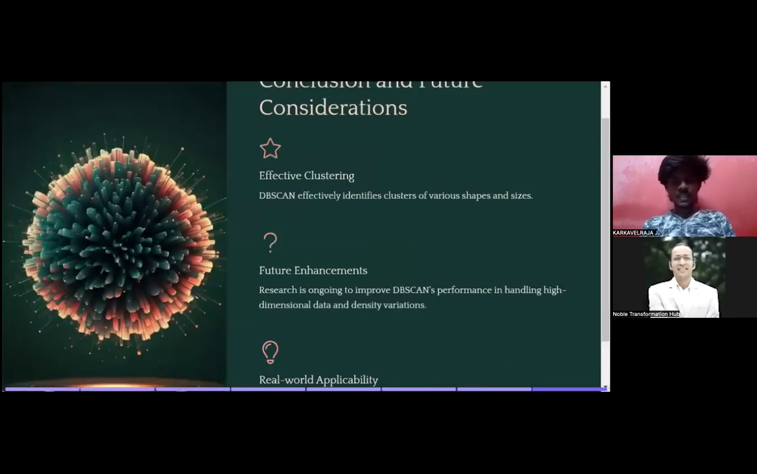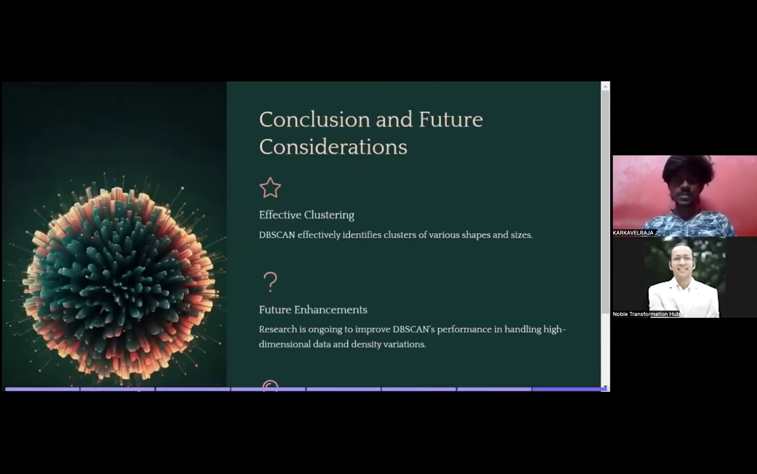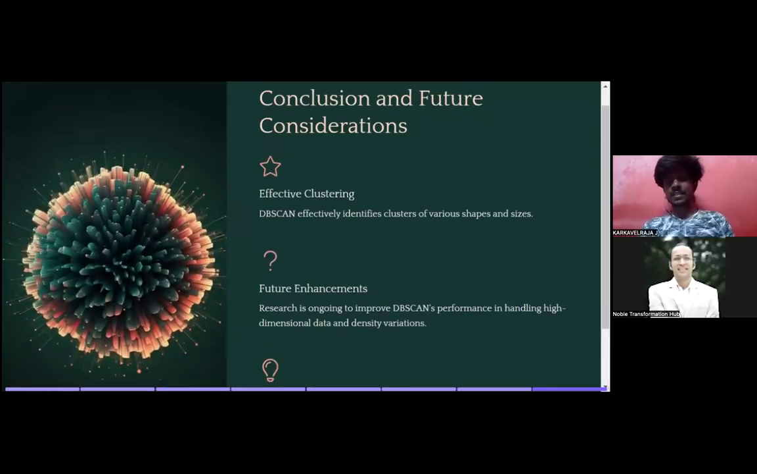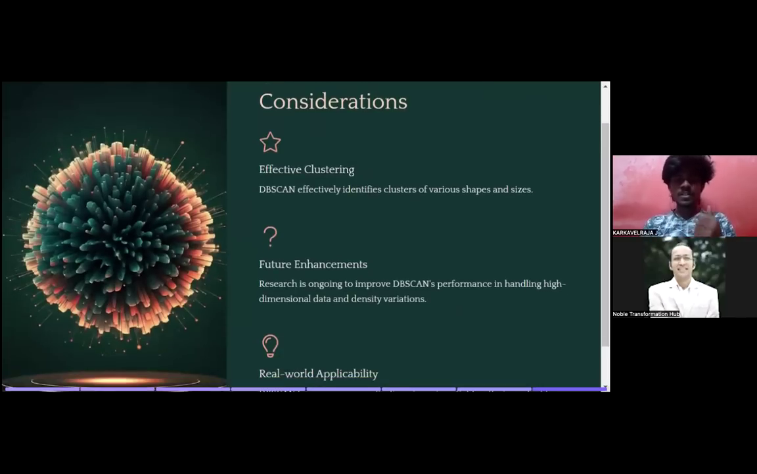Yeah, so I think this is going to be the last thing. Conclusion and future considerations. First, effective clustering technique. DBSCAN effectively identifies clusters of varying shapes and sizes. Since it is not limited to a single shape like spherical, this is an effective clustering technique where you are able to cluster the data points in any shape and size that you need. Then future enhancements: research is going on to improve DBSCAN's performance in handling high dimensional data and density variations.